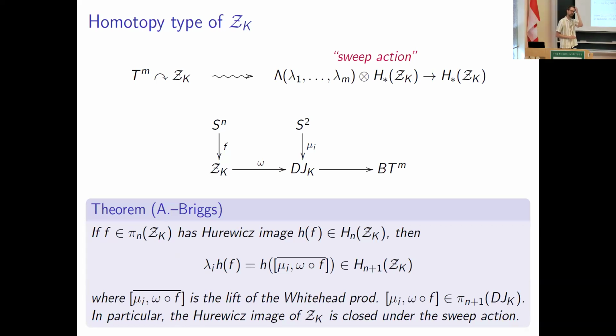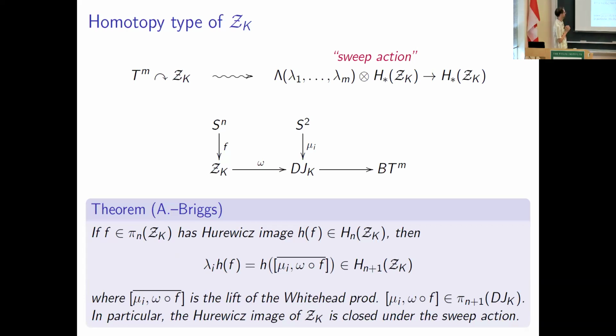Is this omega an ordinary Whitehead product or a higher Whitehead product? Just the ordinary. We just have two maps, S^n into DJK and S^2. I'm just going to consider their ordinary Whitehead product.